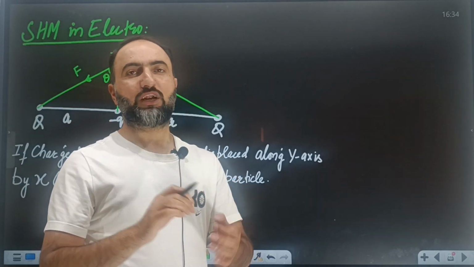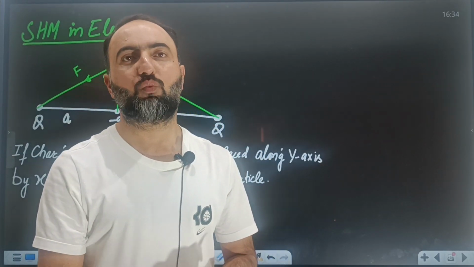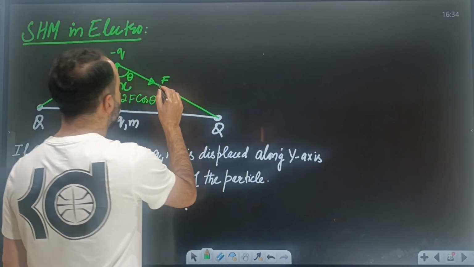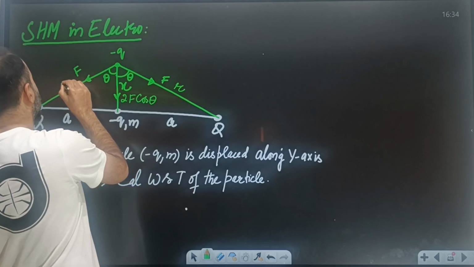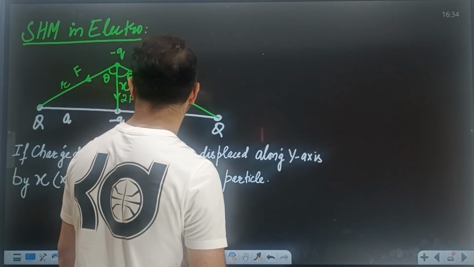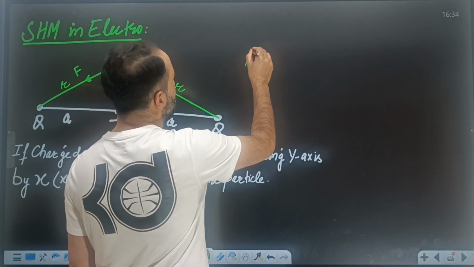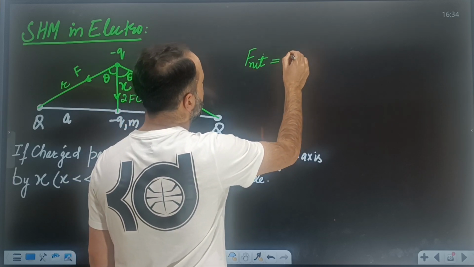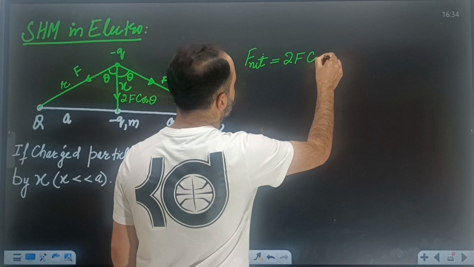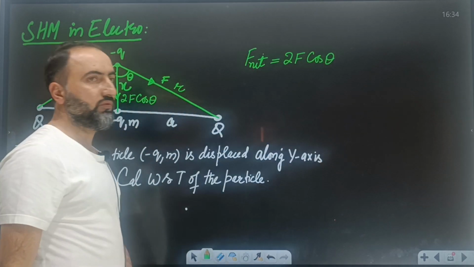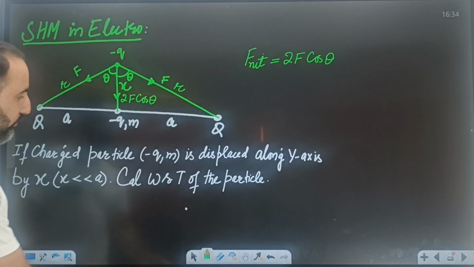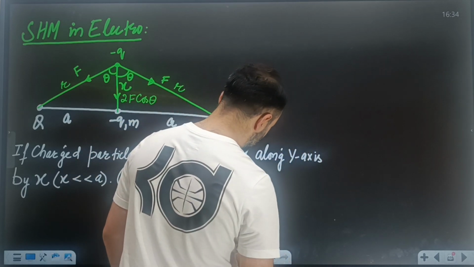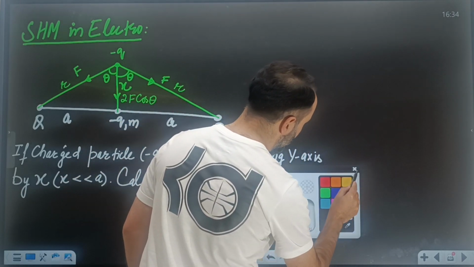Okay, so next I will try to calculate the net force on this particle. Suppose this distance is r and this distance is also r, right? So the net force on this charged particle is equal to twice F into cos theta.